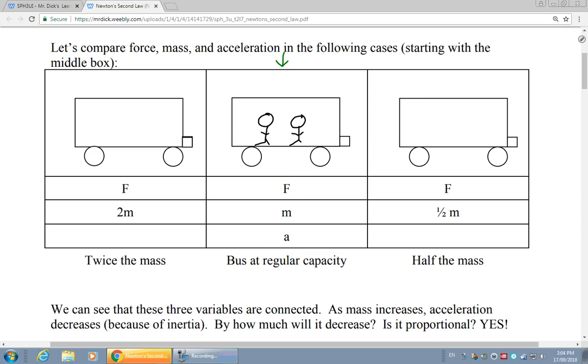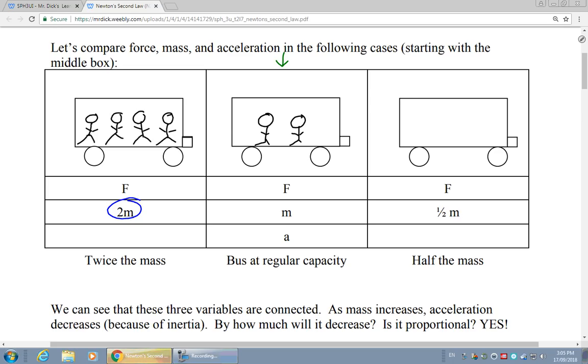If we go to the left-hand column now, in that case, we're dealing with a situation that is supposed to be representing 2m. Well, 2m means twice the mass. So twice the mass would be, well, let's make it simple, and we'll draw 4 passengers. So this would be a bus that is now at twice the capacity, or twice its mass in total.